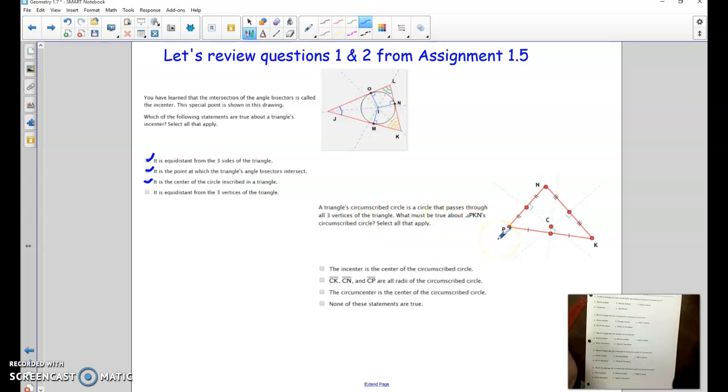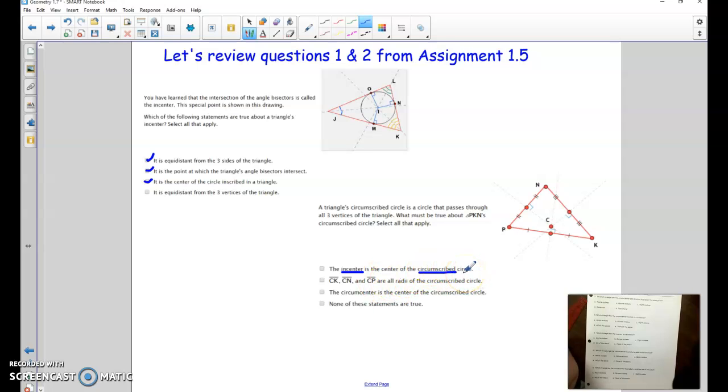A triangle's circumscribed circle is a circle that passes through all three vertices. So if we had a circle that went through N, P, and K, that would be the circumscribed circle. What must be true about triangle PKN's circumscribed circle? And again, this is a select all. The first one says the incenter is the center of the circumscribed circle. No, incenter does not go with circumscribed. Incenter goes with inscribed. Circumcenter goes with circumscribed.